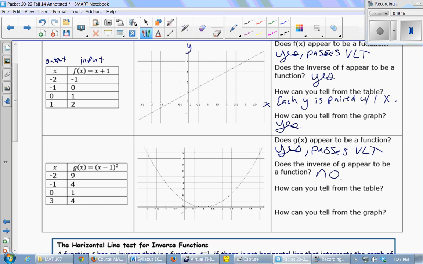How can you tell from this table? The 4s. So when you switch the role of input and output, now I have 4 going to 2 different outputs, right? So now I have 4 goes to -1 and 3 if I switch the role of input and output. Okay, so the 4s.